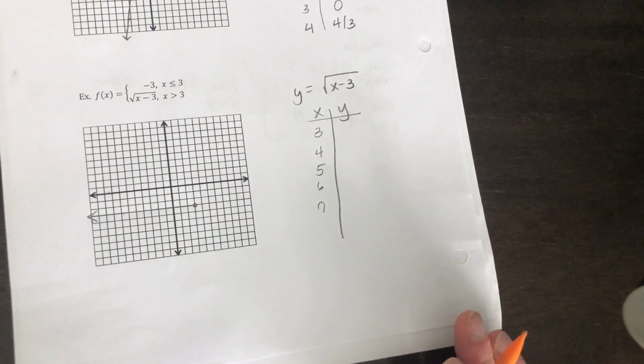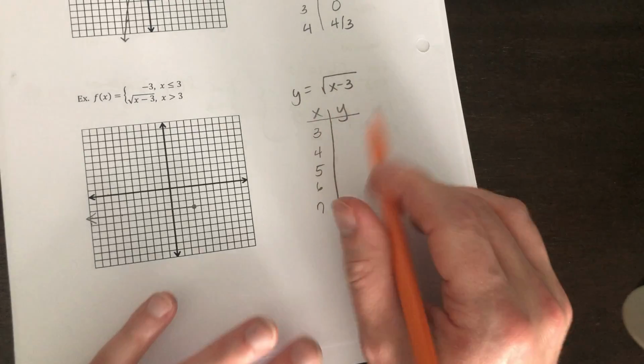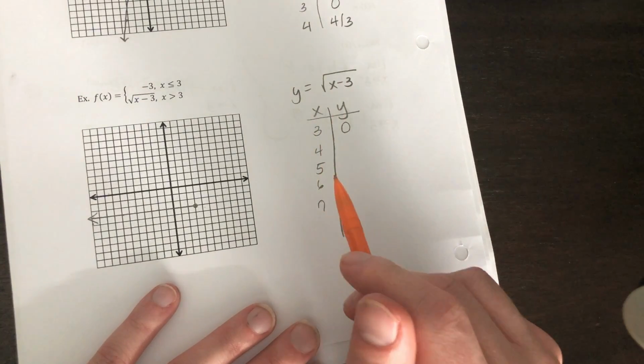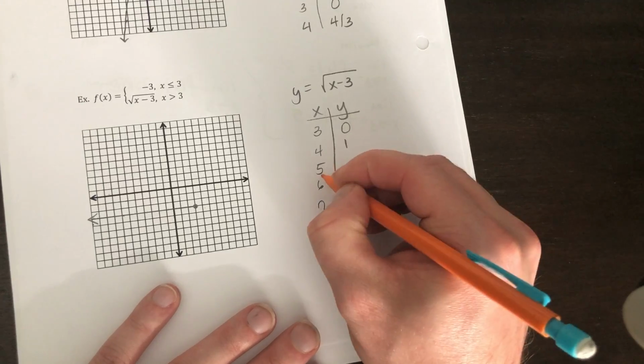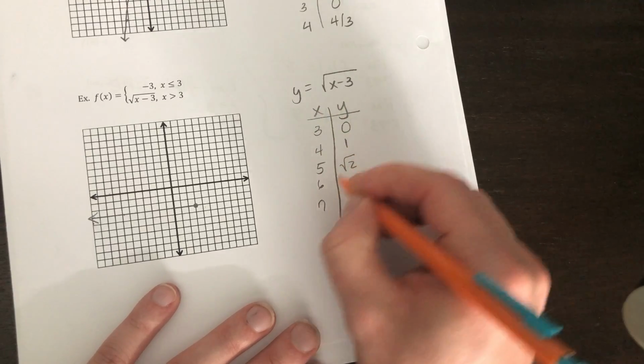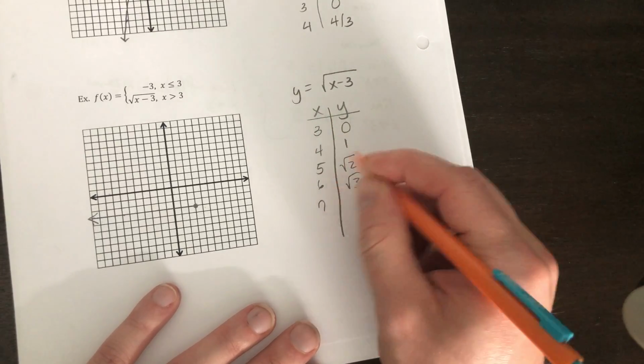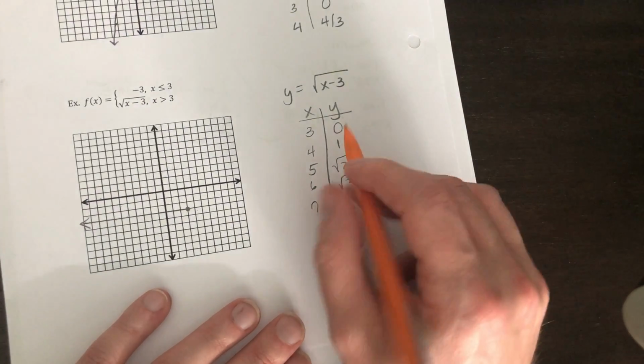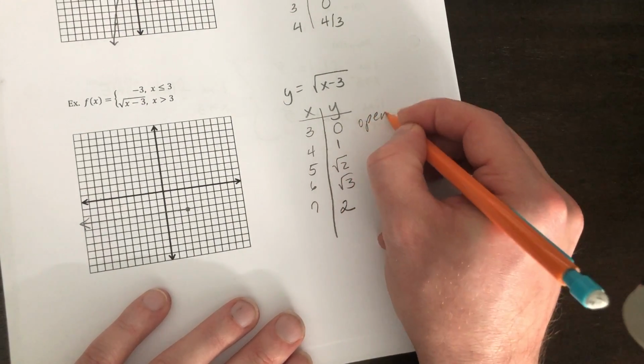Okay, so we're going to plug in a 3. 3 minus 3 is 0. Square root of 0 is 0. Plug in a 4. 4 minus 3 is 1. Square root of 1 is 1. 5 minus 3, square root of 2. Square root of 3. 7 minus 3 is 4. Square root of 4 is 2. This is going to be an open circle.